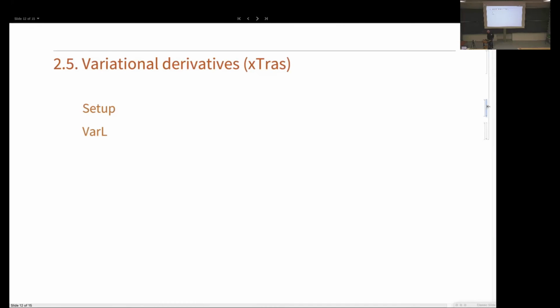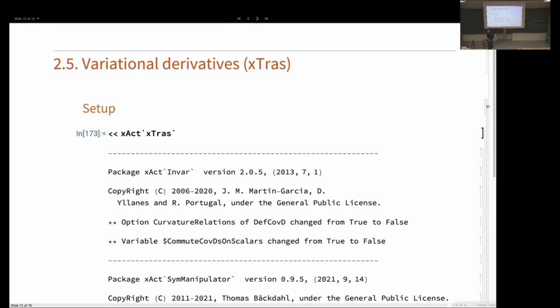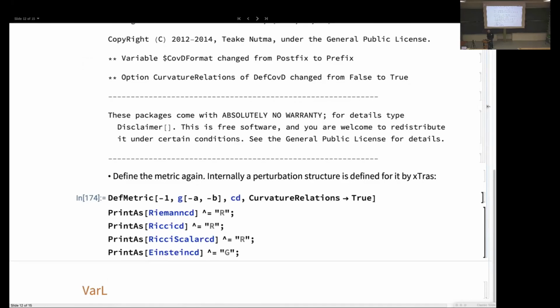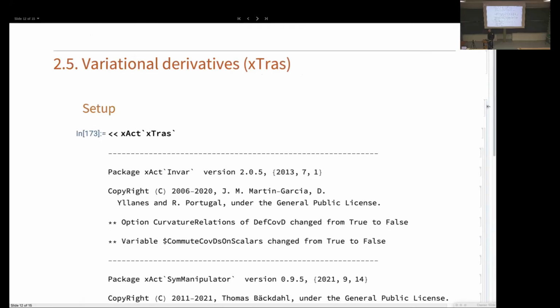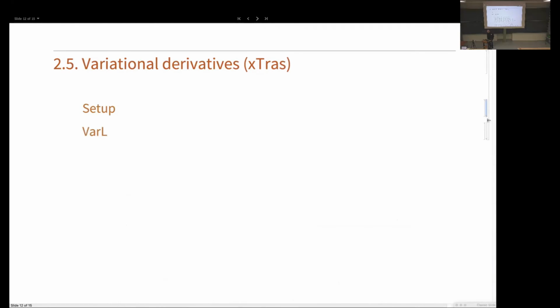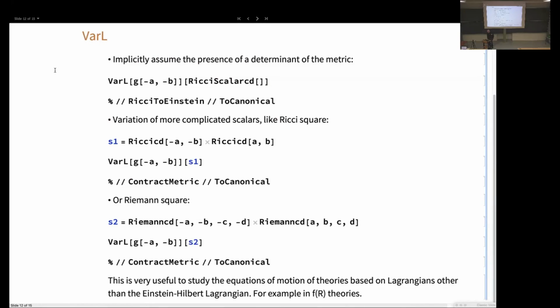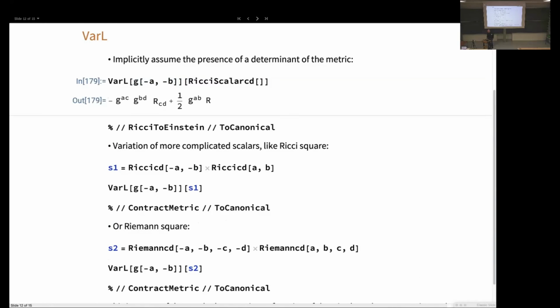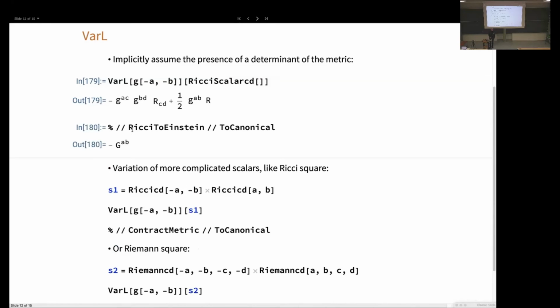So variational derivative. We saw this morning the importance of computing variational derivatives from Lagrangians. So there is a package contributed by Teake and Utma called extras, and it's very good at doing variational derivatives. For example, take the variation of the Ricci scalar with respect to the metric. That thing that we can discover is the Einstein tensor, right?